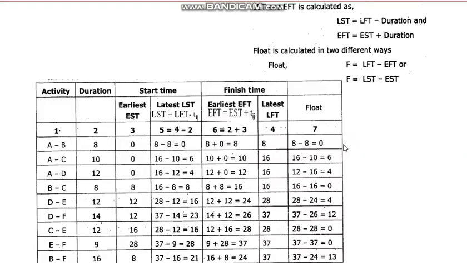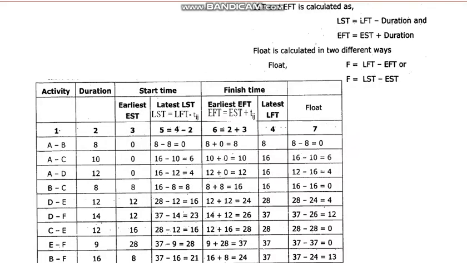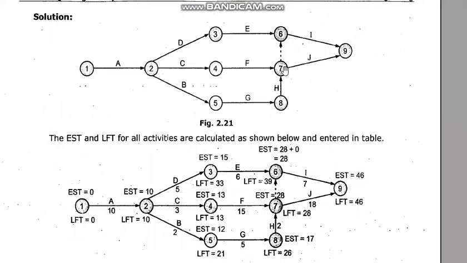In two ways we have seen how you can find out the critical path. The critical path can be found from the network diagram itself: the largest path connecting all the critical events is the critical path. Otherwise, all the zero float activities constitute the critical path. So in either way you can find out the critical path.